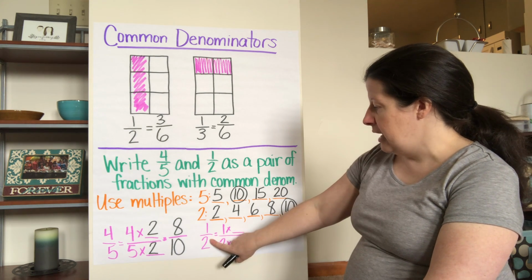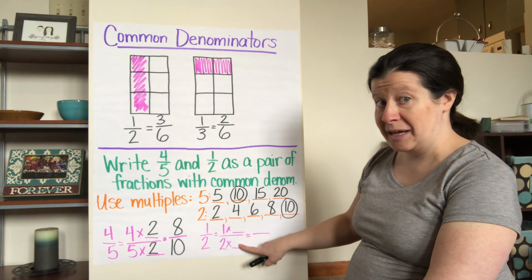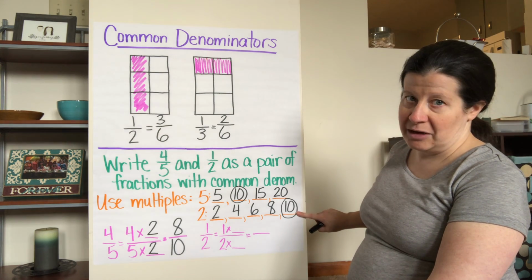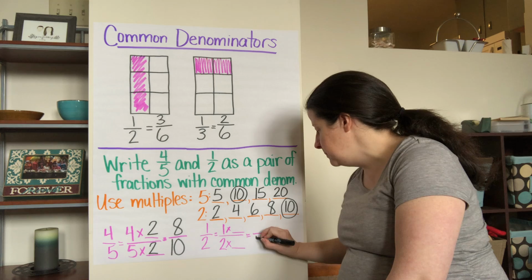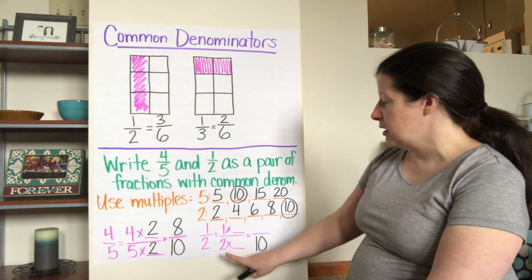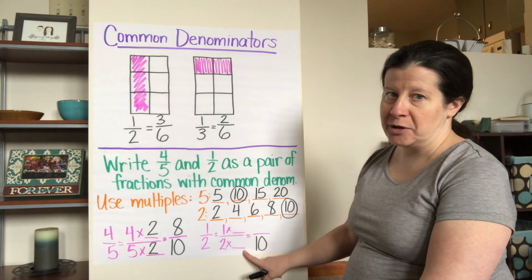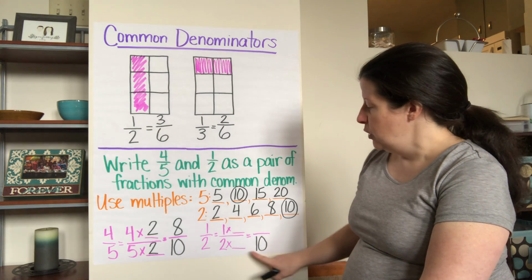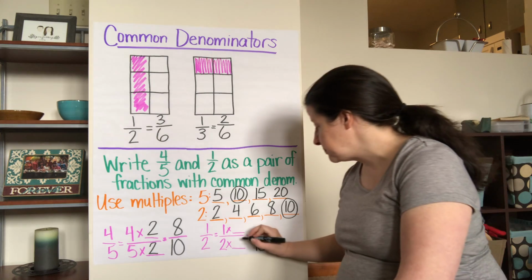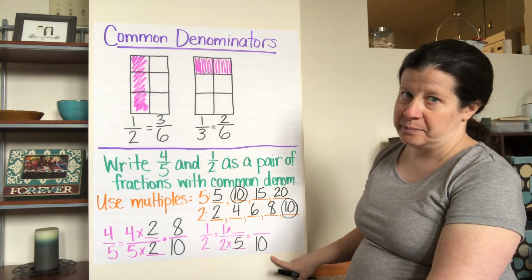So we have 1/2. We're going to multiply both the numerator and the denominator by the same number to get our new fraction. So I know what its denominator has to be. It's going to be 10. And now I can think through. If I take the 2 as the denominator and multiply it by some number, that will give me 10. What number times 2 equals 10? 5. 2 times 5 equals 10.